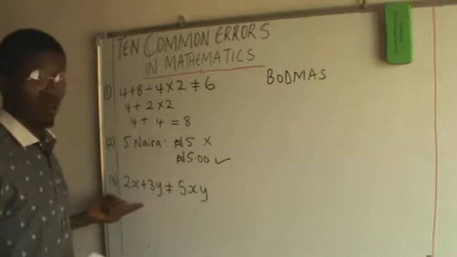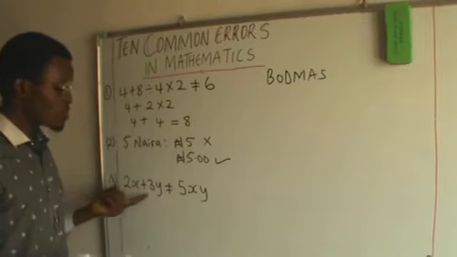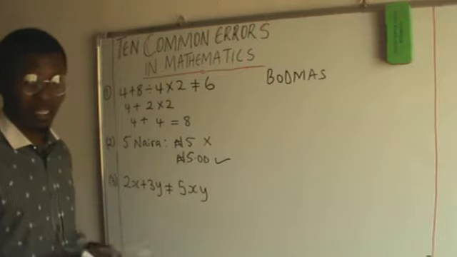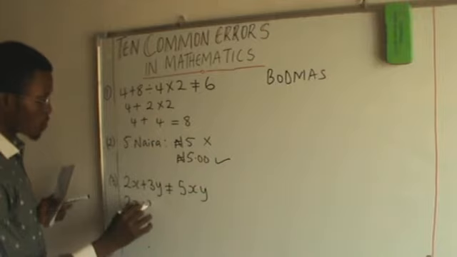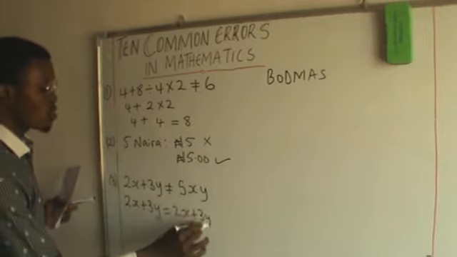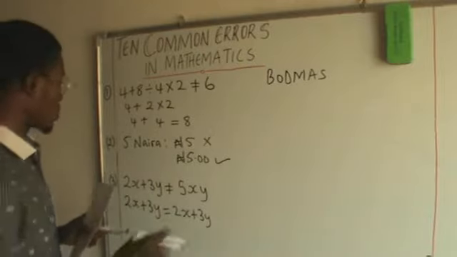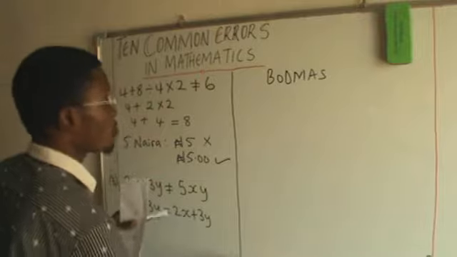So this is wrong. So mathematically, what we're trying to say here is these terms are not like terms. Hence, you cannot add them together. Okay, so whenever you have 2x plus 3y, it remains 2x plus 3y. Okay, that is the third error we've observed.